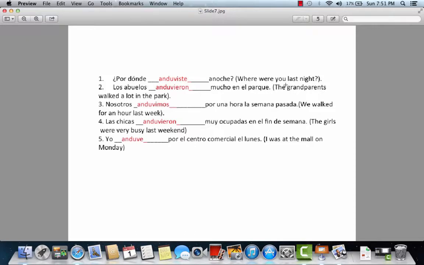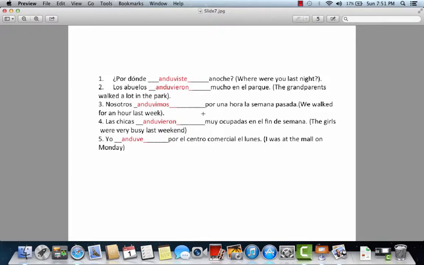Now let's take a look at the verb andar, to walk. ¿Por dónde anduviste anoche? The subject is you. The form is anduviste, second person singular. Los abuelos anduvieron mucho en el parque. The subject is los abuelos. It is the they form, third person plural: anduvieron.